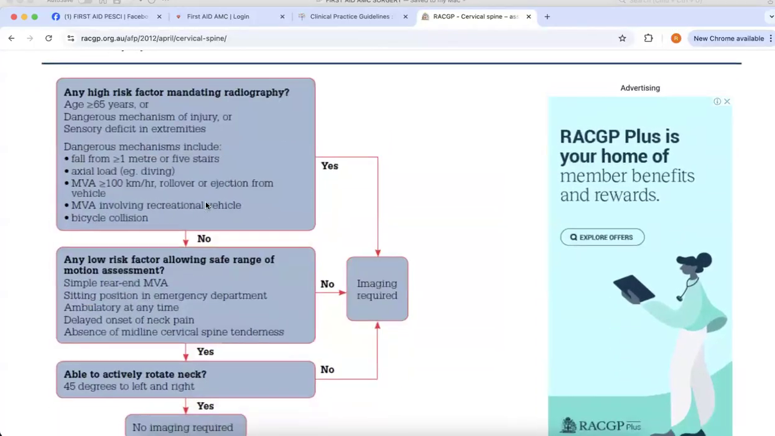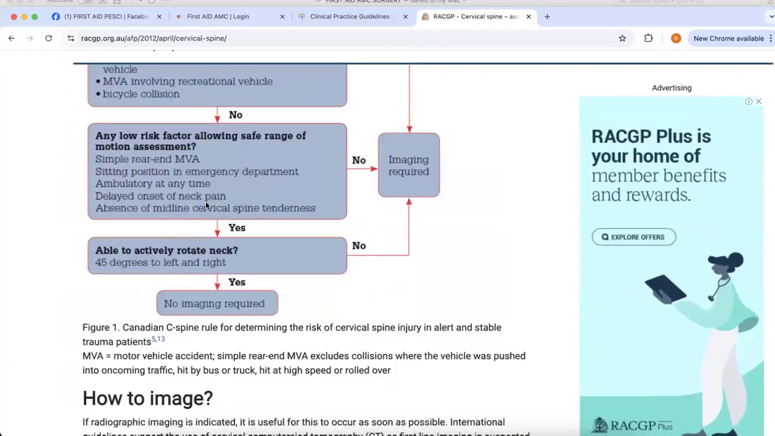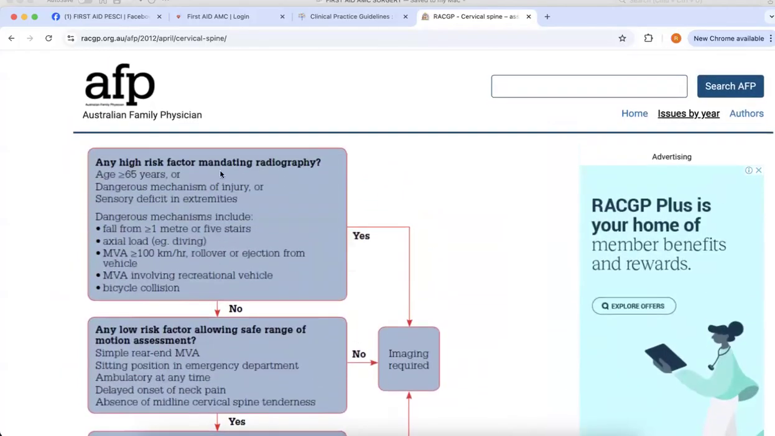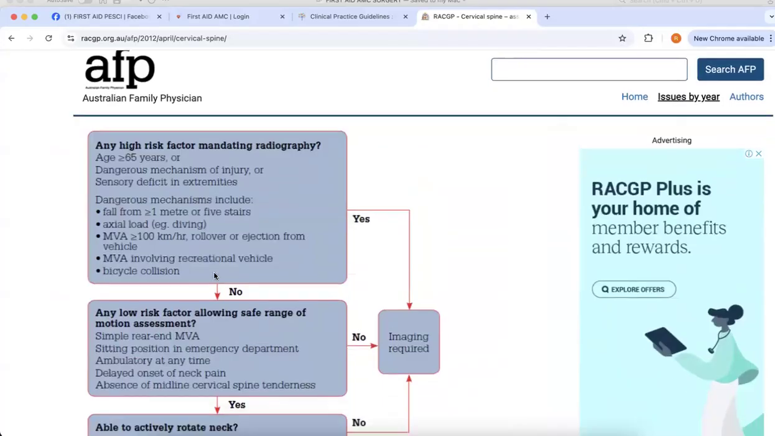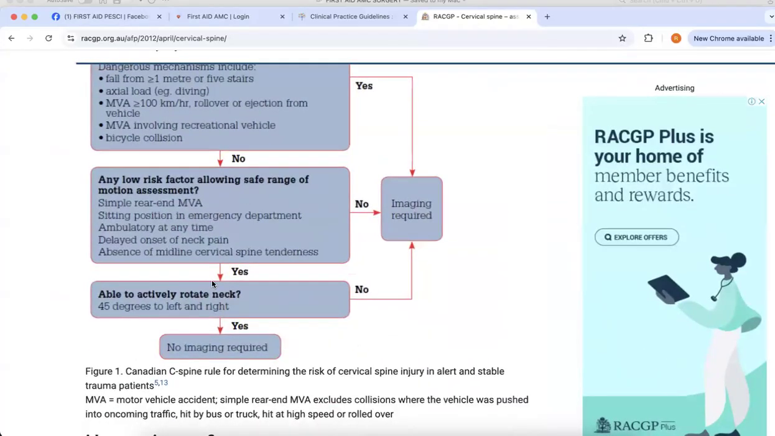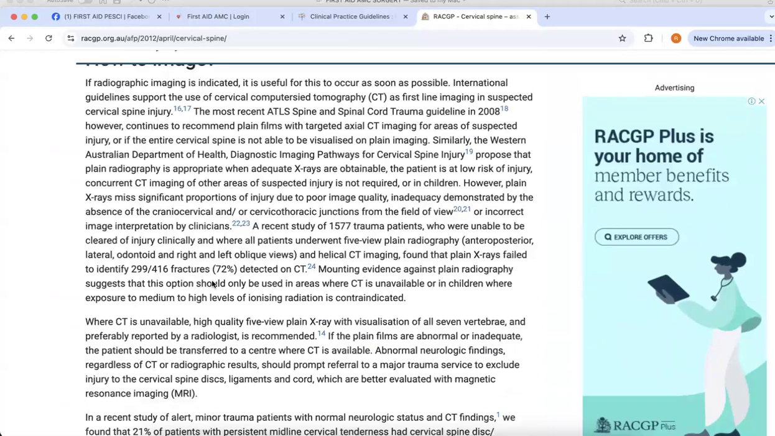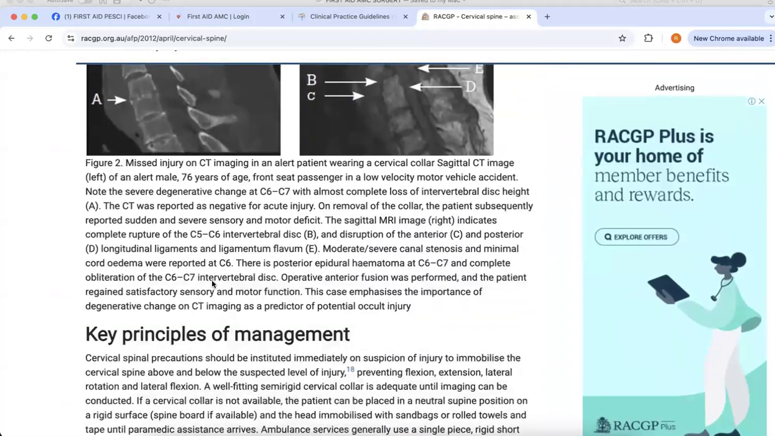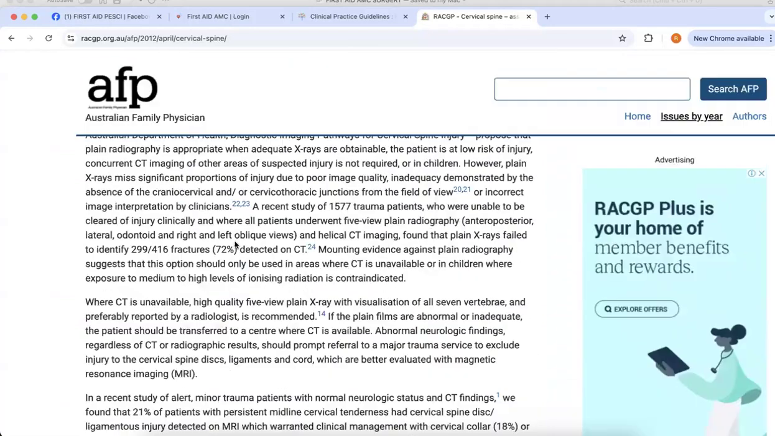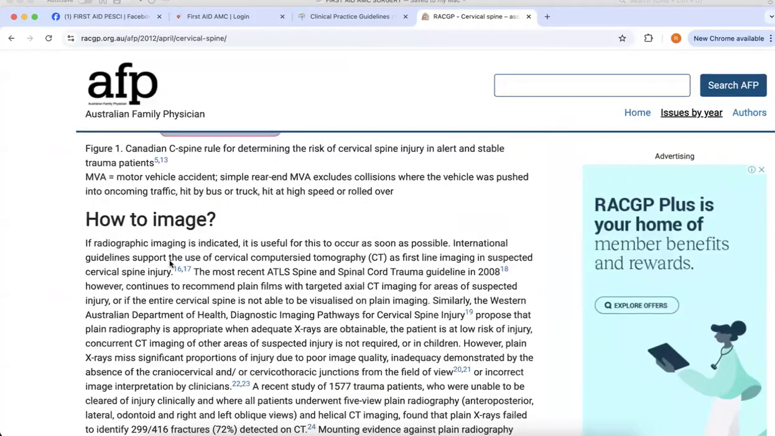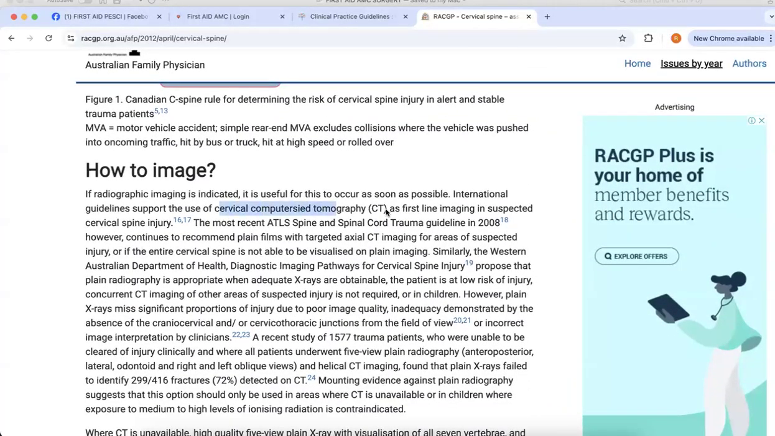And this is a very good step-by-step guide talking about whether we really need to do the imaging or not. So you can go through that. And they say that this patient will require a CT scan. The international guidelines support the use of cervical CT as first-line imaging in suspected cervical spine injury.